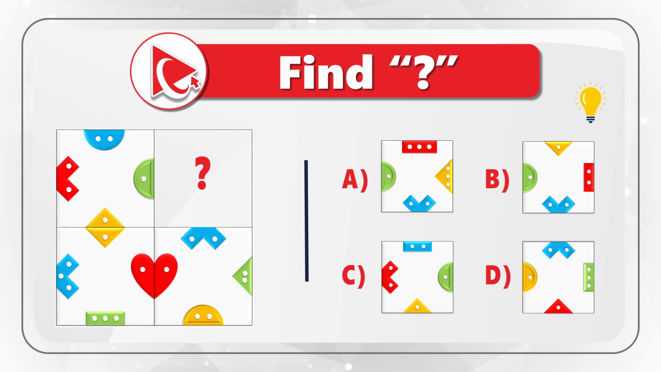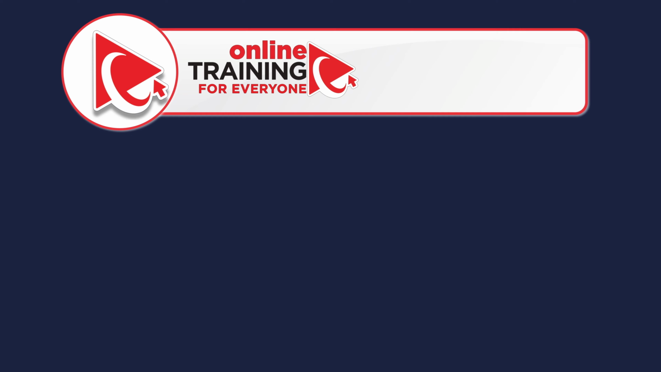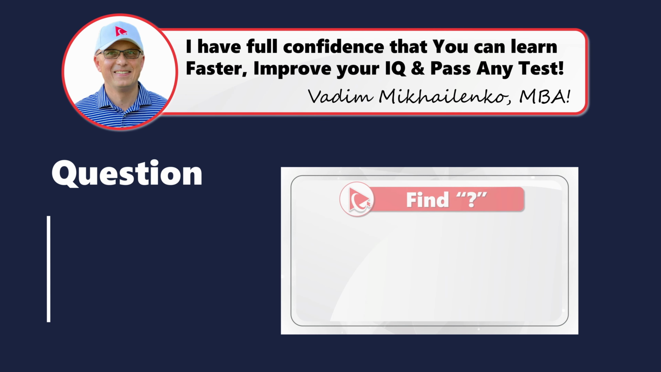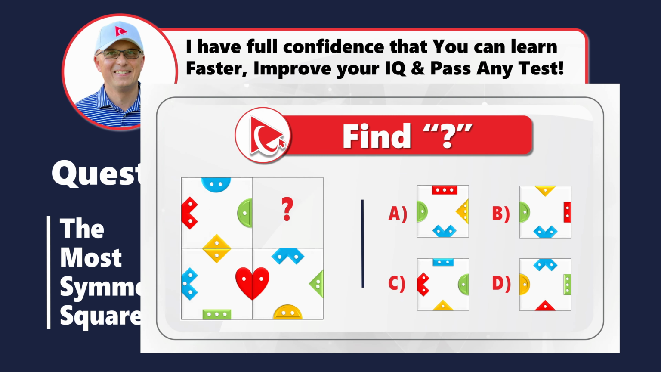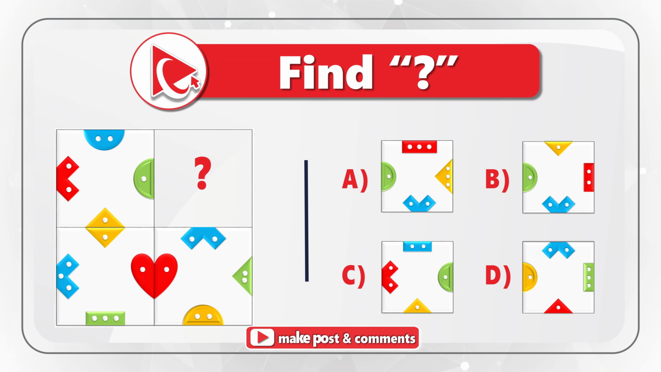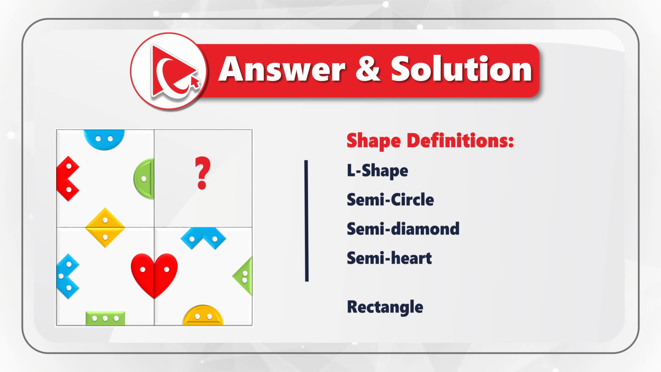Are you ready? I am moving forward to share with you my version of the answer. And obviously, if you have a better way to solve it, please make sure to post in comments. To solve this challenge, let's better understand what we're dealing with. We have 5 types of shapes: L shape, semicircle, semi-diamond, semi-heart, and rectangle. Each one of these shapes is located in a small square, and each has 1, 2, or 3 dots inside of it.